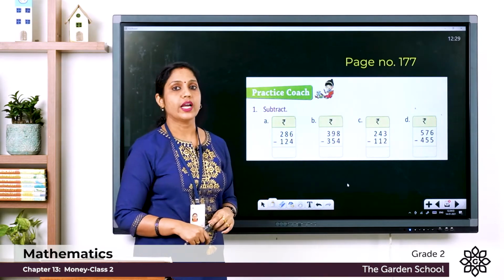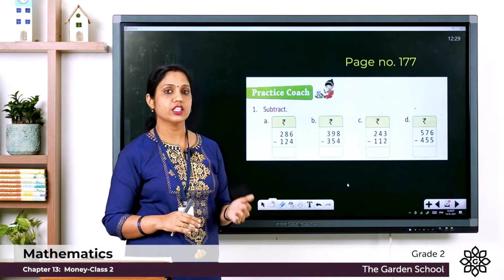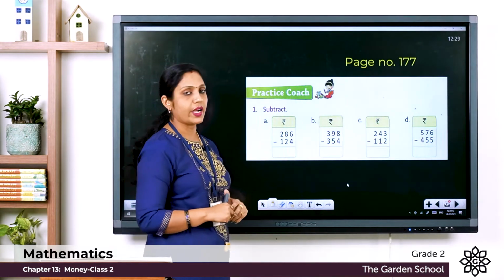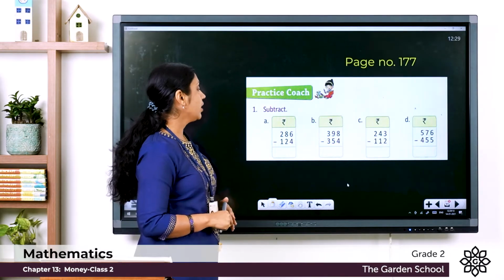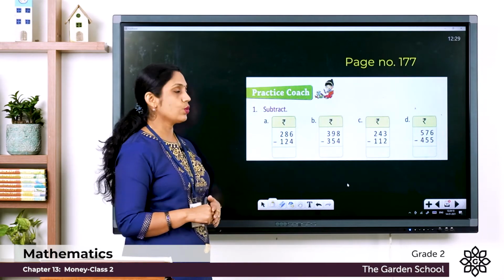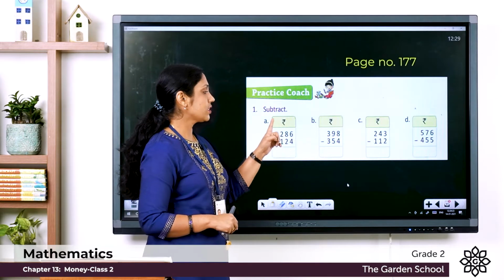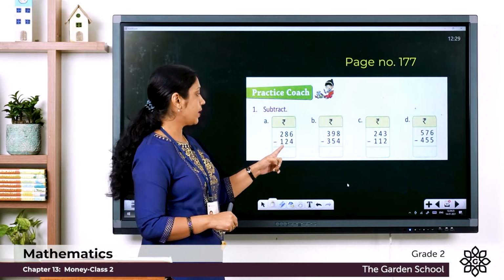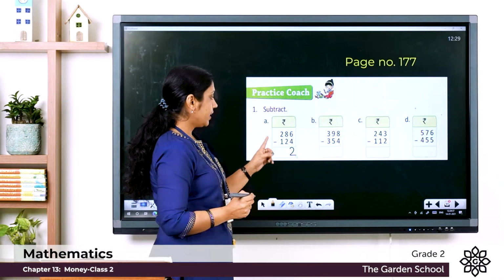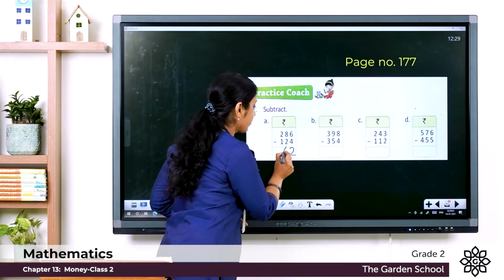Now let's move on to our exercises. Page number 177. You can open your text, turn to page number 177. Here we have the first question, subtract. Question number A, subtract rupees 286 minus 124. Let's do that. First we have 6 minus 4 in the ones place. 6 minus 4 is 2. In the tens place we have 8 minus 2, that is 6.